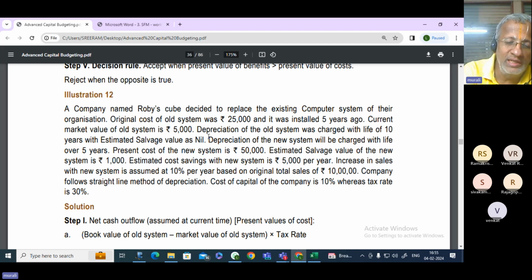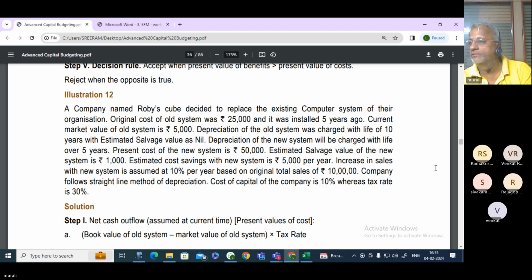See, is it total sales of 10 lakhs or only 1 lakh? Ajay ko bola?